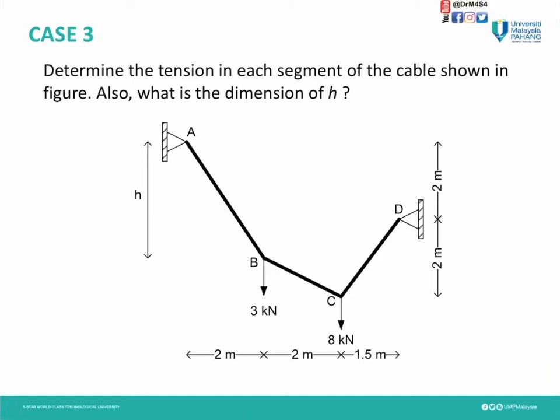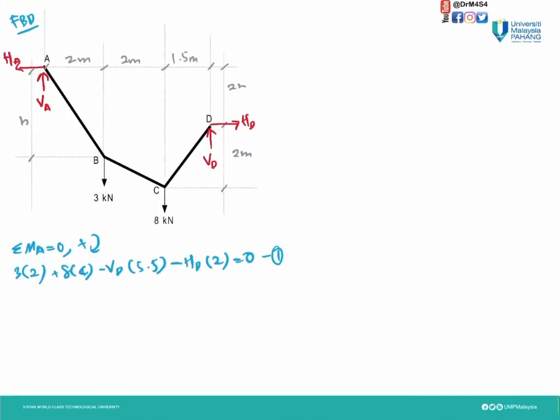For this question, we need to determine the tension in each segment and the dimension of H. First of all, from the free body diagram, we know at the supports we are going to have horizontal and vertical reactions, respectively, at A and D. So we take summation of moment at A equal to 0, positive clockwise.